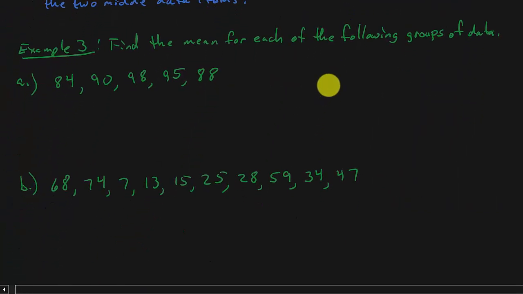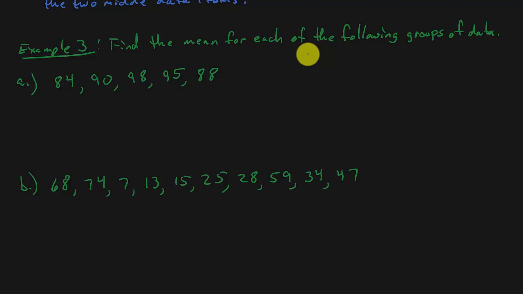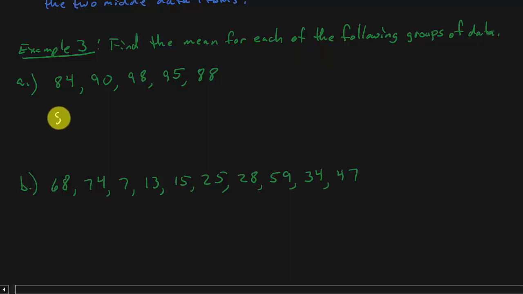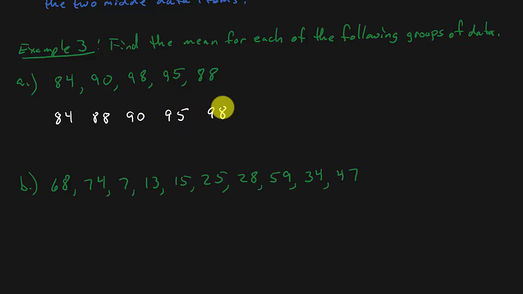So we've got, find the median for each of the following groups of data. The first thing we have to do is put them in order from smallest to largest. So that's going to be 84, 88, 90, 95, and 98. All right, so there's my data arranged in order.